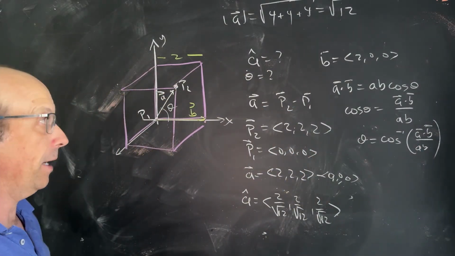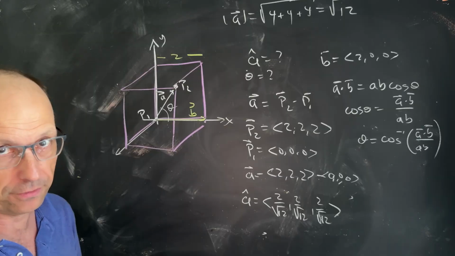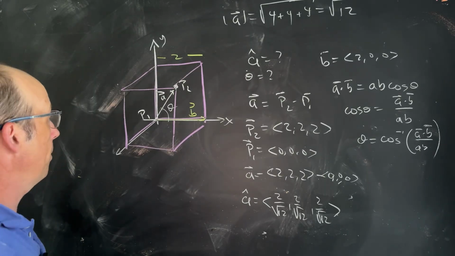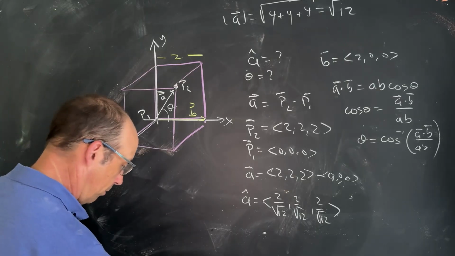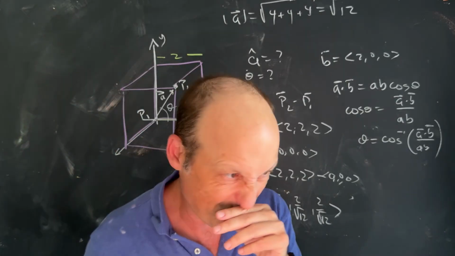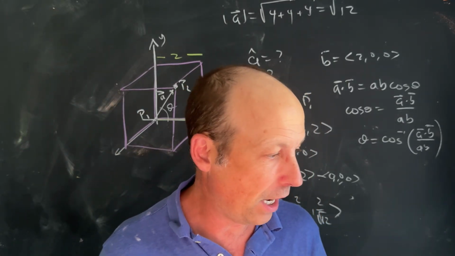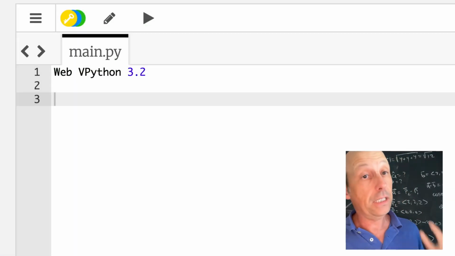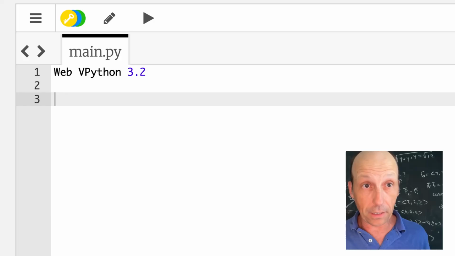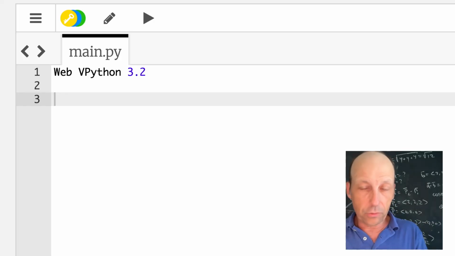Let's do this all in Python. I'm actually going to build this in Python because I think it'll be fun. We're going to build all of these arrows with the box, and then we'll calculate all of it. Okay, let's jump into it. If you have not seen VPython before, this is VPython. There is a three-dimensional object in VPython called a box. So let's just build the box.